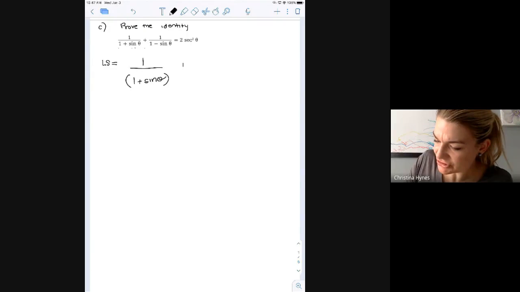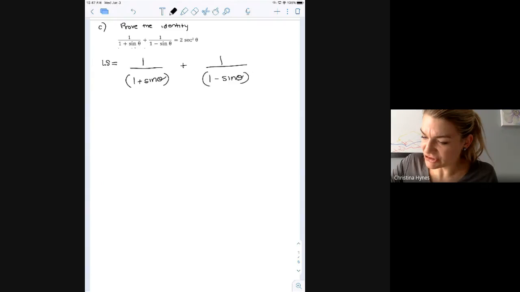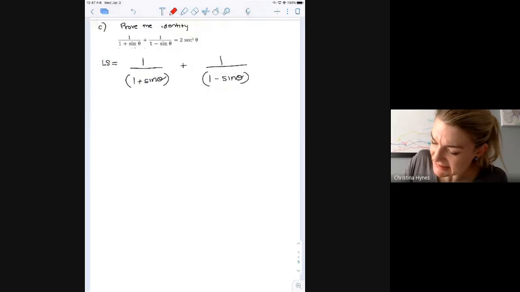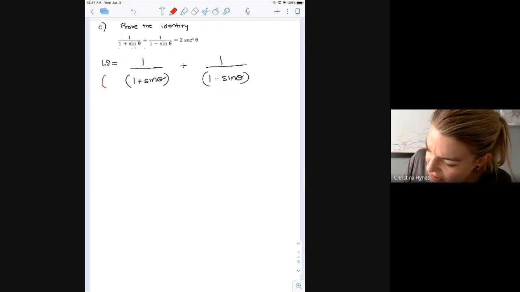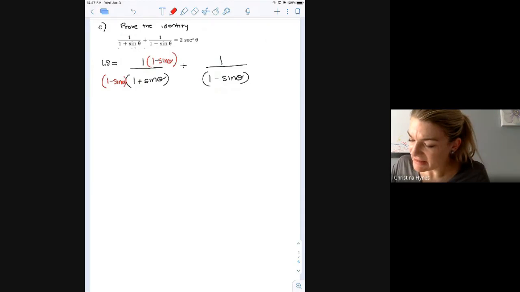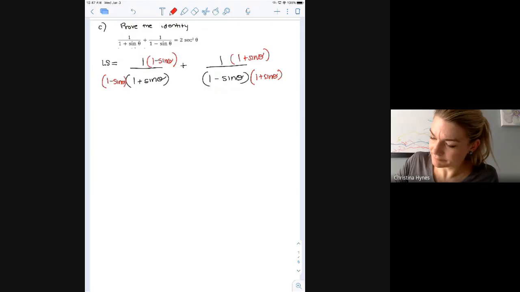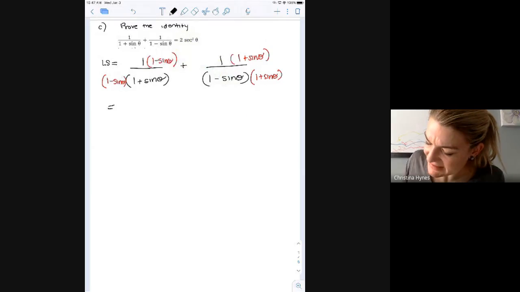So that's a factor. And then on the left side, the other fraction, that's the other factor. So I need to multiply both sides by each other's factor. So I'm going to multiply the first fraction by 1 minus sine theta and the top by 1 minus sine theta. And then the right fraction, I'm going to multiply by 1 plus sine theta and the top as well. And then I just continue on.